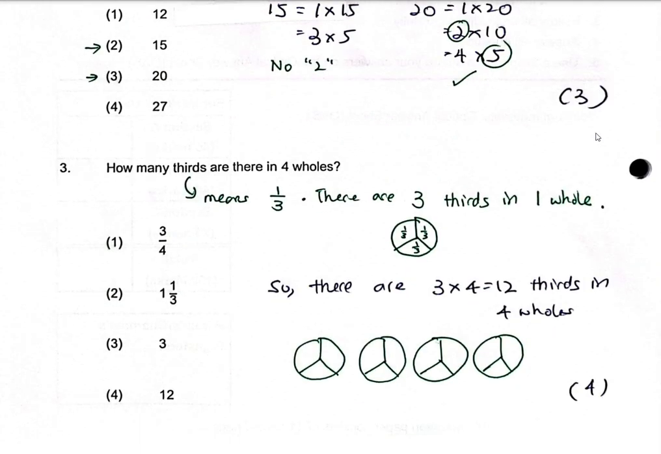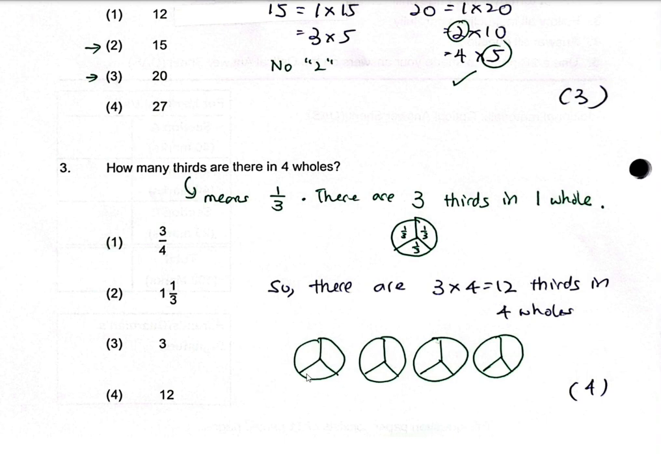Next one. How many thirds are there in 4 wholes? Now, by thirds, we mean 1/3. Thirds, plural, means many 1/3. Now let's recap and go back to basics. In 1 whole, there are 3 thirds. Look at this model. 1/3 plus 1/3 plus 1/3, I will get 1 whole. So in 4 wholes, there will be 3 times 4, 12 thirds.